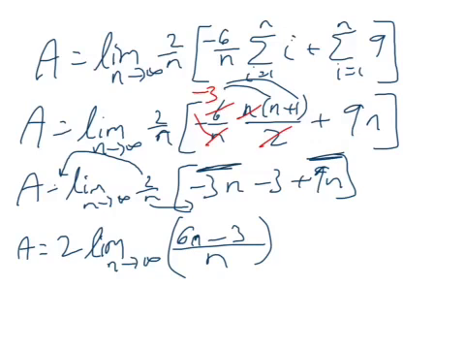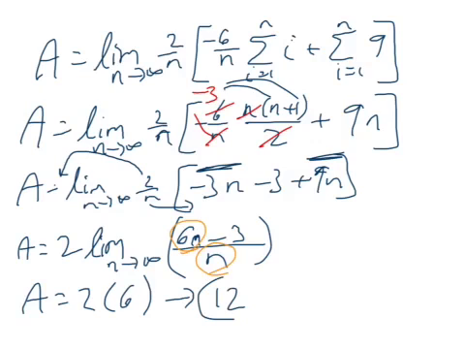Now what should always happen when you get to this point is the degree in the numerator of what's left should equal the degree in the denominator, and that is the case here. You can see I have first degree here, first degree there. So as n approaches infinity, this is going to approach 6. But you do have that 2 out front, so we're going to have a equals 2. All this becomes 6, and that tells me my area is simply 12.